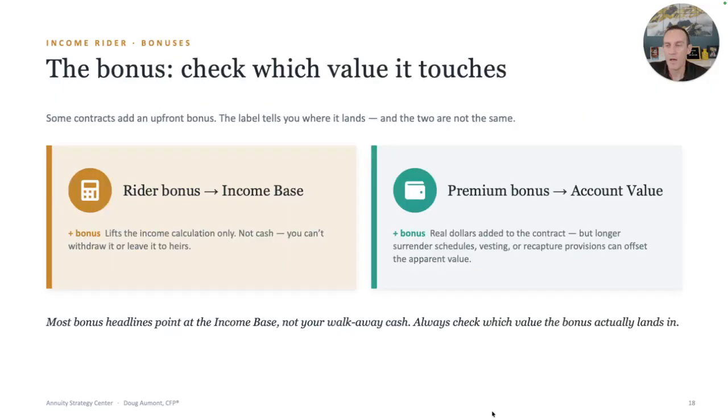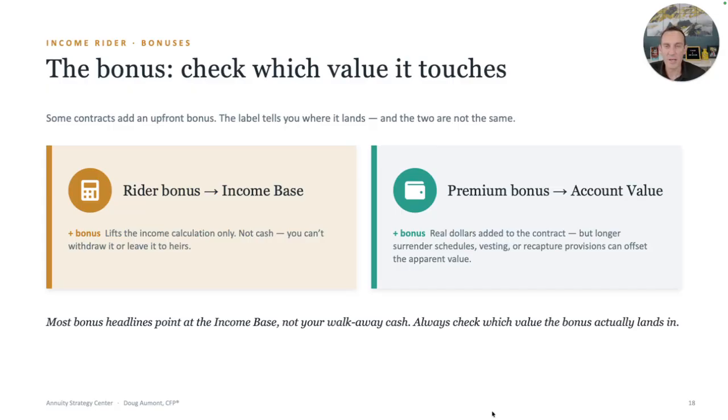All right, as we talked about, there's two primary bonuses I see. The rider bonus, oftentimes applied specifically to your income base, so it allows that income base value to grow faster. In other cases, I'll see a premium bonus. That premium bonus is oftentimes applied to your actual account value. But if we're solving for guaranteed lifetime income, these are important to be aware of, but they're not the key determining factors into which product is going to be best.